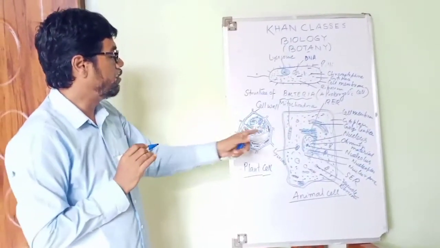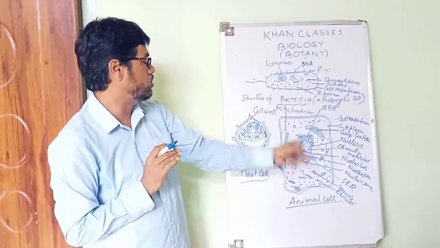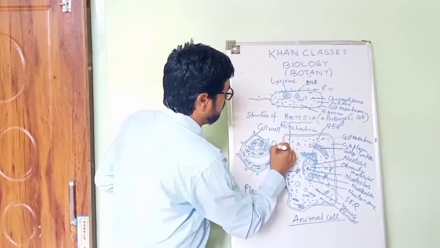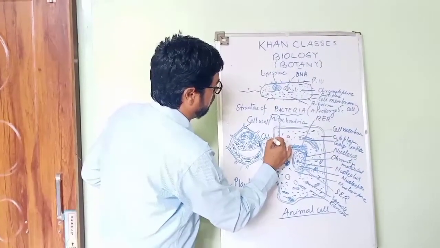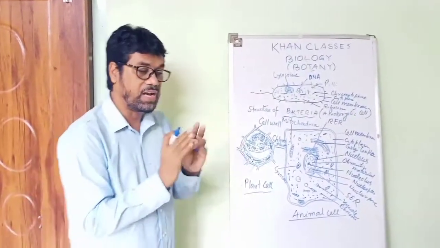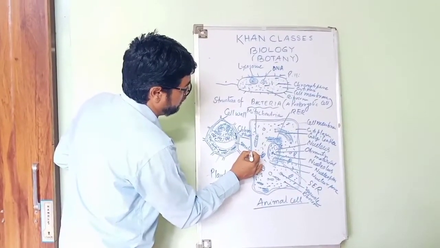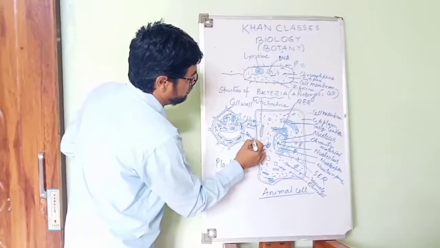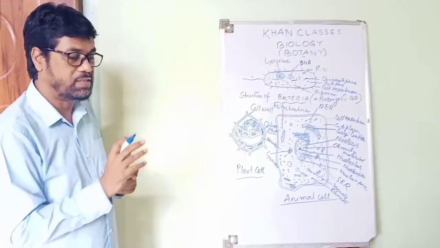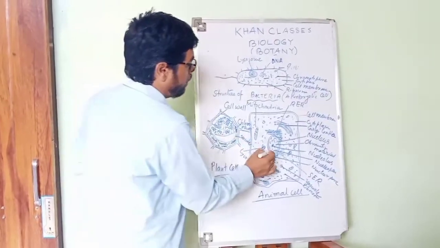In plant cell, you will find the nucleus in the peripheral region, but in animal cell it is found in the central region. Then you will find the chloroplast, which is found in plant cell only and is absent in animal cell. Also large vacuoles are found in plant cell. Generally, most of the plant cell is occupied by the vacuole. These vacuoles are either absent or very small in the animal cell.